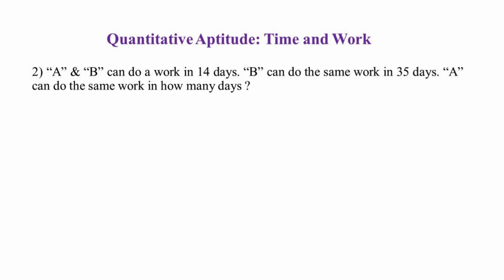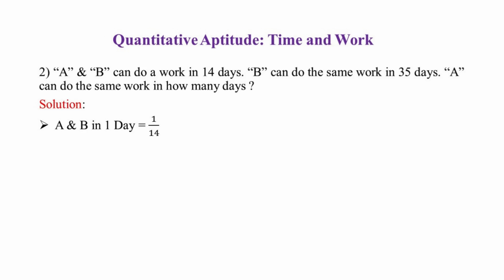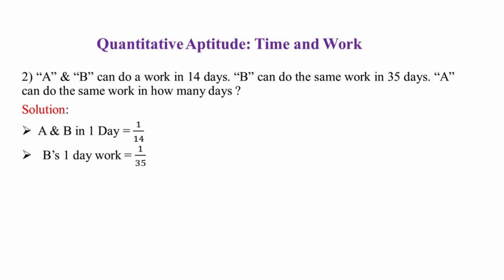The next question: A and B can do a work in 14 days. B can do this work in 35 days. Then if A can do the same work alone, in how many days will it complete? This is the question. Now the solution: A and B can complete the work in 14 days. So per one day how much work can A and B together do? 1 by 14. Next step, B can do the same work in 35 days.